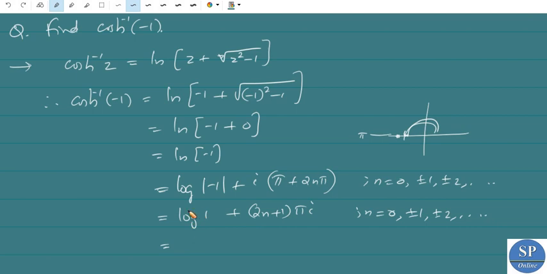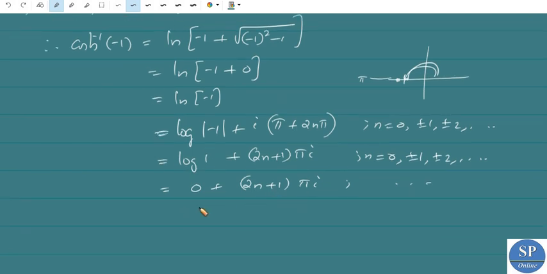So this is log 1, which is 0, plus 2n plus 1 pi i for n equal to 0, plus or minus 1, plus or minus 2, etc. Okay, this is 2n plus 1 into pi i for n equal to 0, plus or minus 1, plus or minus 2, etc. So this is the value of cosh inverse of minus 1. Cosh inverse of minus 1 is nothing but 2n plus 1 pi i where n is equal to 0, plus or minus 1, plus or minus 2, etc.